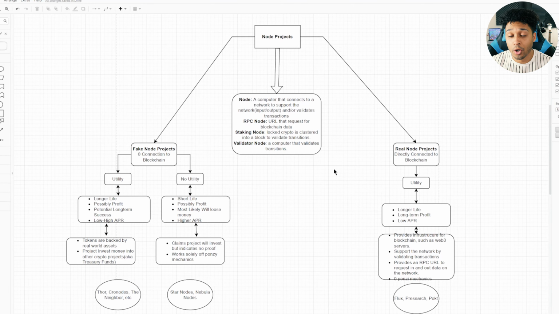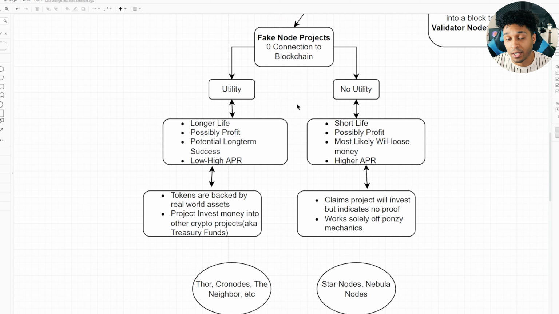So now you know what a node is. Now let's break it up into the two types of node projects there are. We'll start with the fake first. The first thing about fake node projects is that there's zero connection to the blockchain. They're not connected at all to the blockchain. They're just a made up terminology in order to hold their tokens, or some sort of token that the project is asking for.